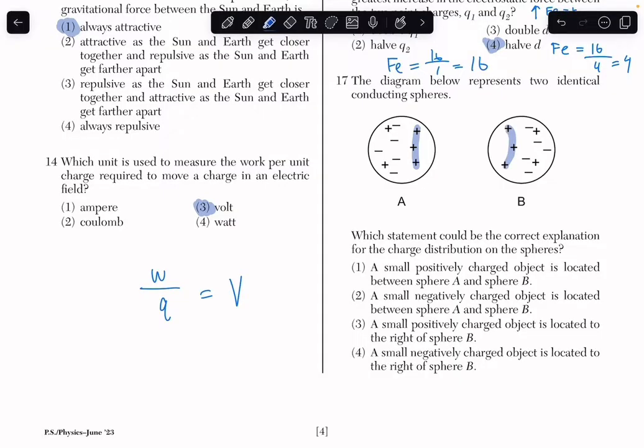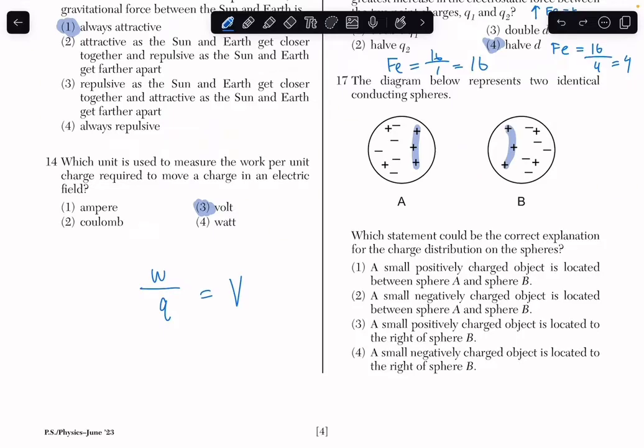On the right side of A, it's positive. On the left side of B, it's also positive. Usually it'd be the opposite. So something has to be in between here that's making it attract. That's going to be negative. Remember, positive and negative attract each other, while positive and positive or negative and negative repel each other.